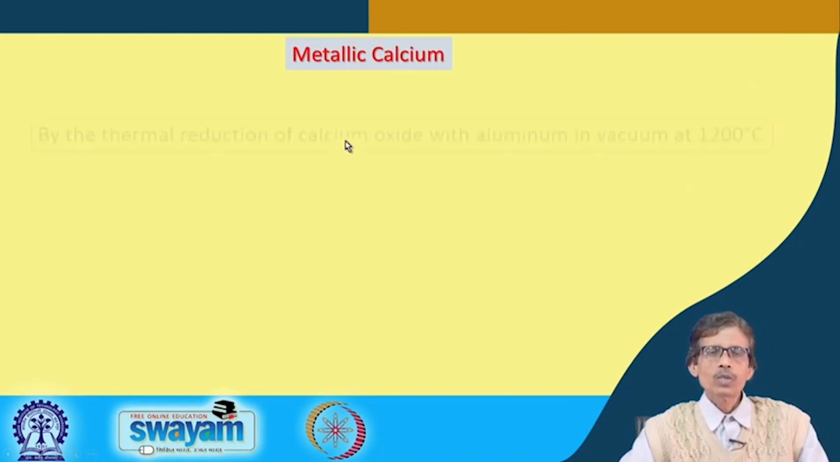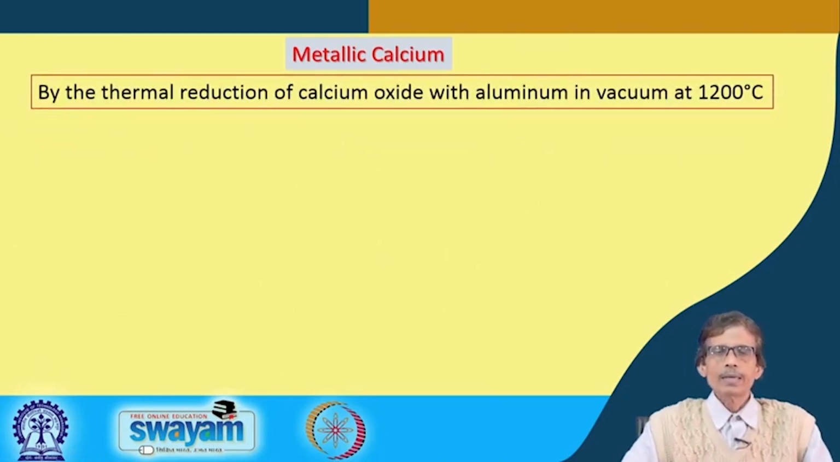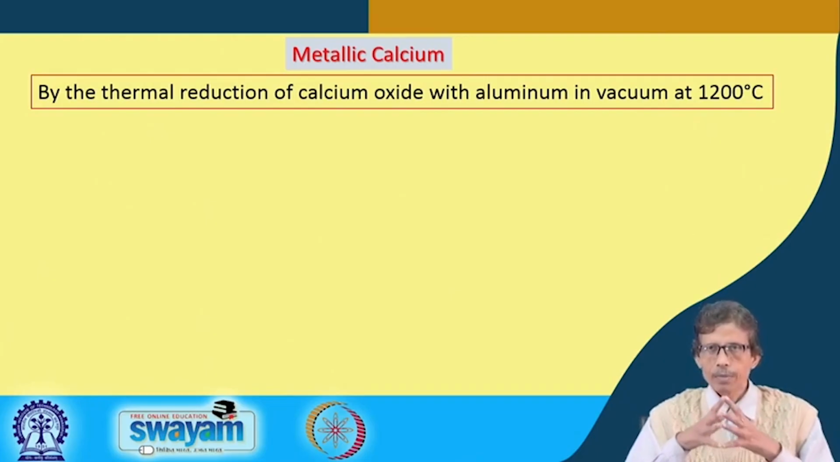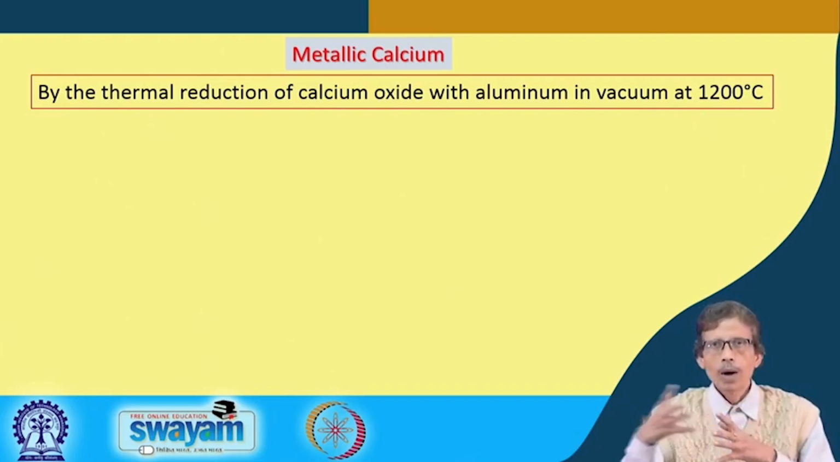So from those sources we go for getting metallic calcium. Simply you can go for thermal reduction of calcium oxide. So you have the limestone, you have the calcium carbonate, or you have the gypsum, you burn it, remove the carbon dioxide from it, and get the calcium oxide.